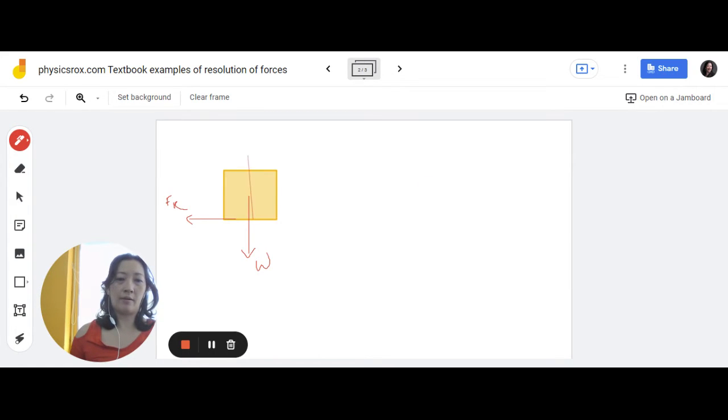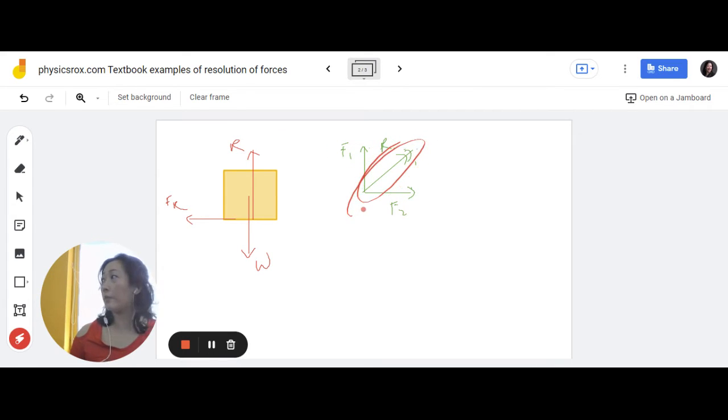We have R. Now, before I go put in T. If you recall, what we learned about resultant forces was that if you have two forces acting at an angle, we can find the resultant force, which is equivalent to these two forces. That means you can throw away these two forces and replace them with a single resultant force.